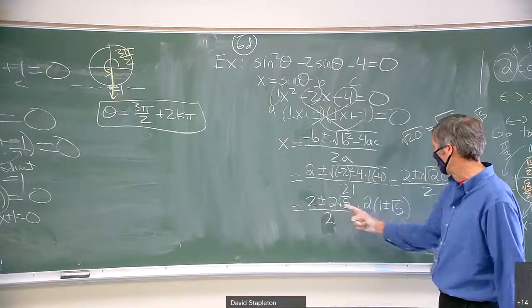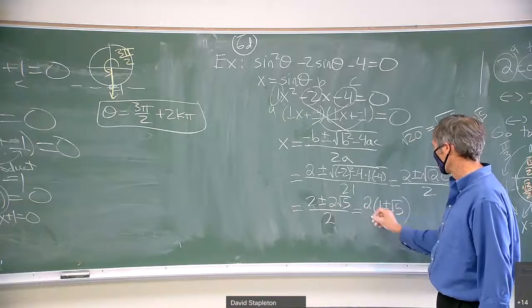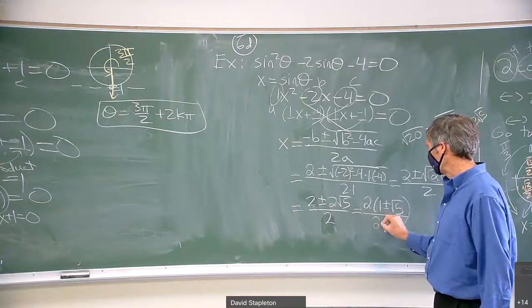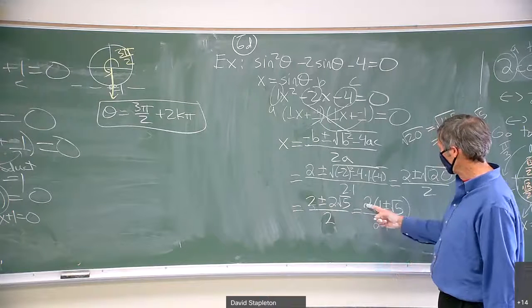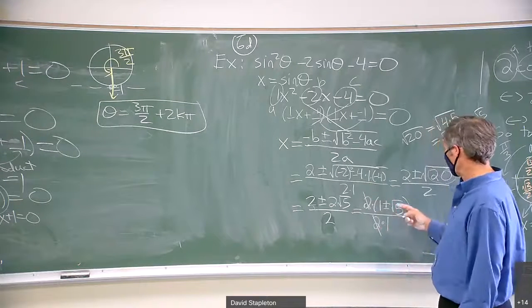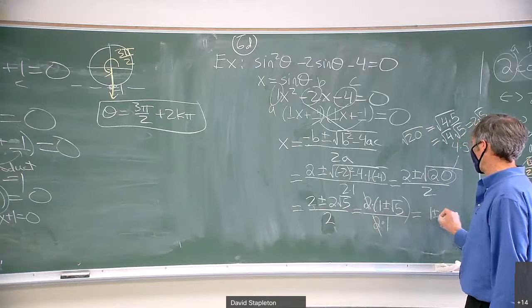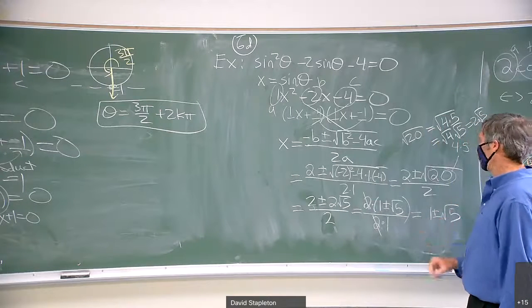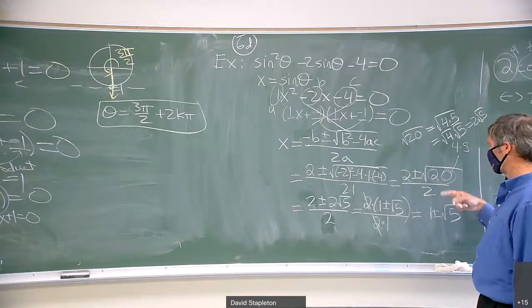2 times this is 2. 2 times this is 2 square root 5. Over at the bottom, you can think of it as 2 times 1, right? 2 multiplies the whole top, 2 multiplies the whole bottom, and they cancel now. This whole thing is just 1 plus or minus square root 5. That's a lot easier than this. I want you to write this, not this, right?